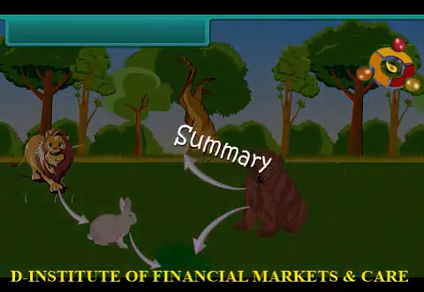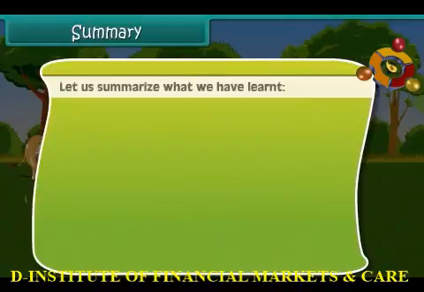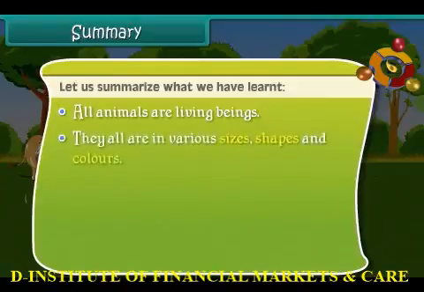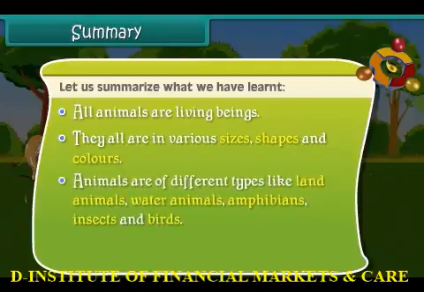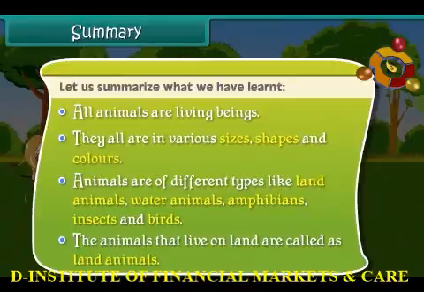Summary. Now friends, let us summarize what we have learned so far. All animals are living beings. They all are in various sizes, shapes, and colors. Animals are of different types like land animals, water animals, amphibians, insects, and birds. The animals that live on land are called land animals.